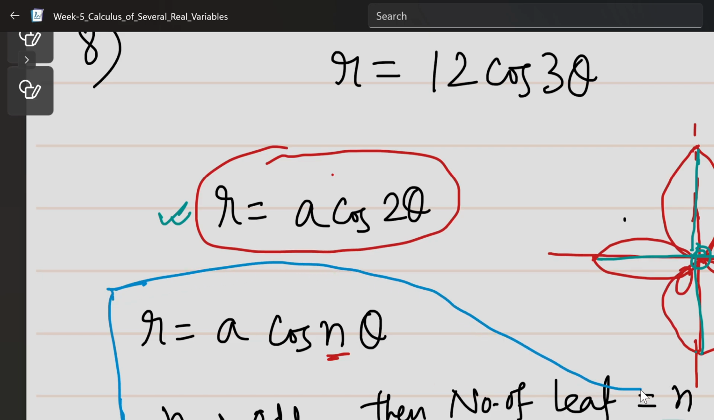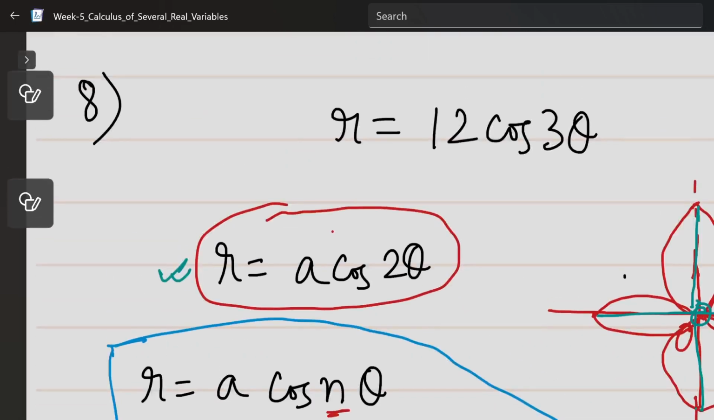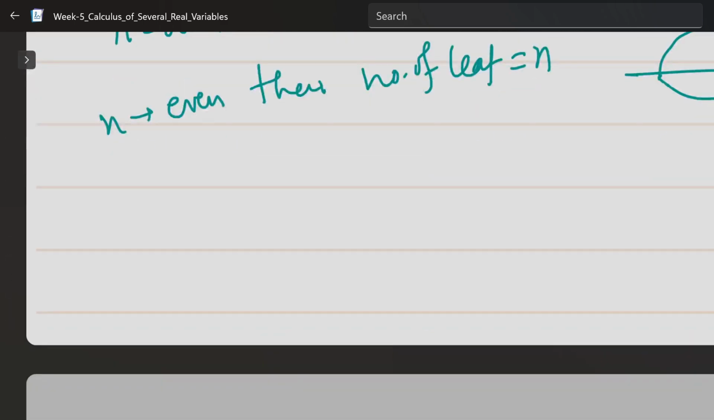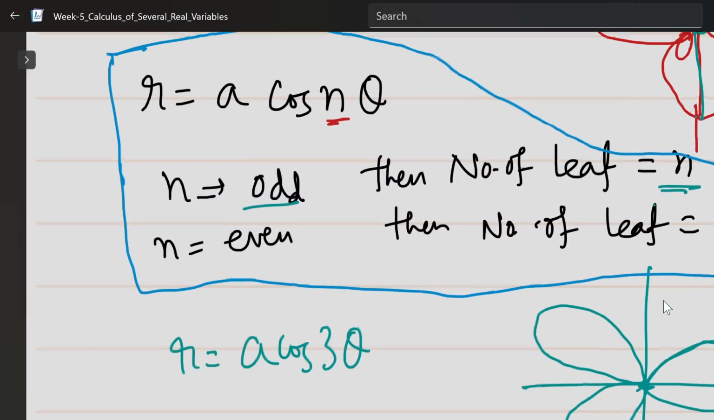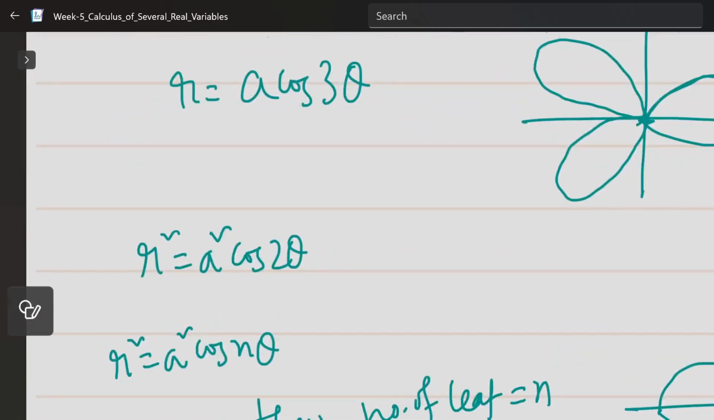Because suppose in another question it asks how many leaves, or you have to find the total integral. Then you don't need to find each individually. Just find one leaf and multiply by 4, because it is symmetric. In this question, let me show you the question again. You have to find the area enclosed by one leaf. So only one, no need to find 4. It is one leaf of the rose. It looks like a rose actually.